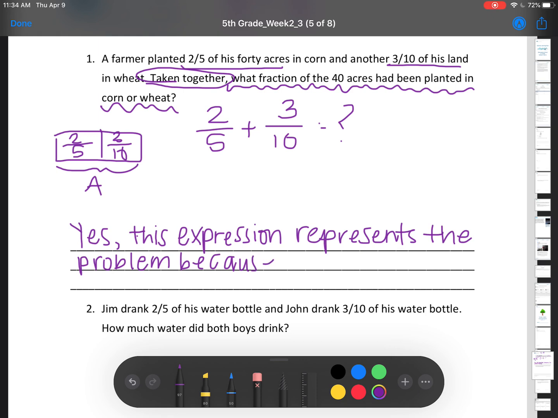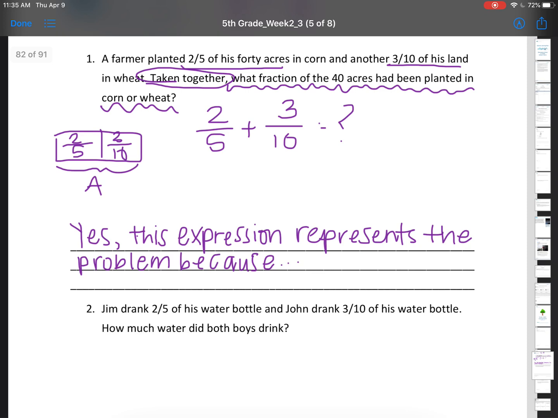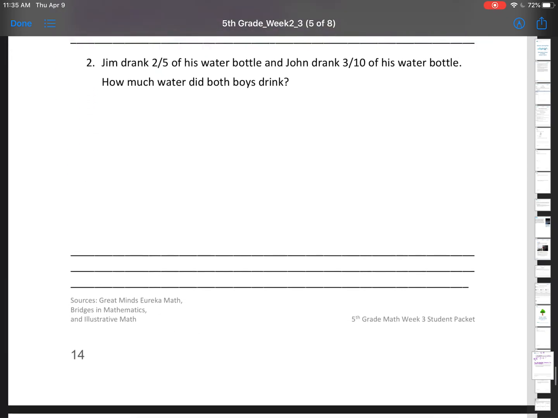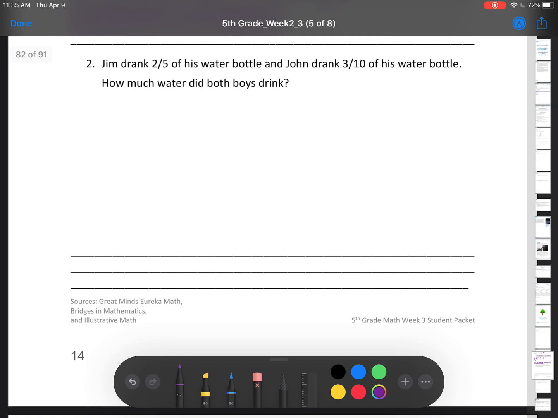And then you're going to fill this in because why? What did we just talk about? Because then go into what the question is asking. It's asking us to find the total fraction of the land that had been planted, right? Okay, so once you have finished with that, go ahead and scroll on down. Again, we're trying to figure out, can I use 2/5 plus 3/10 to represent this problem.